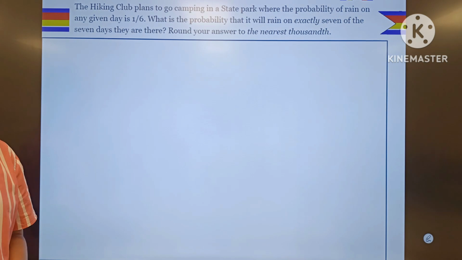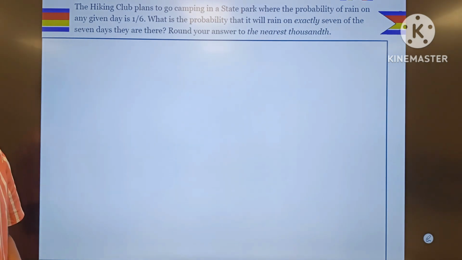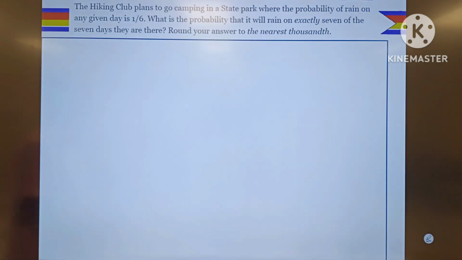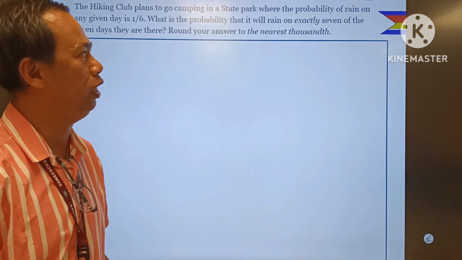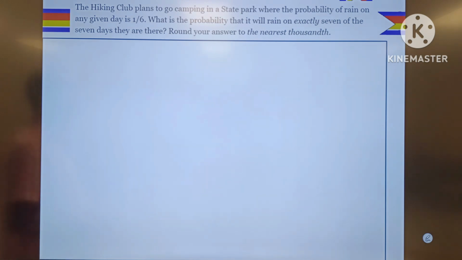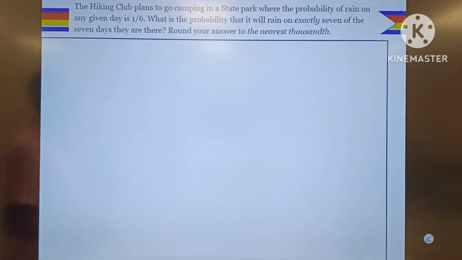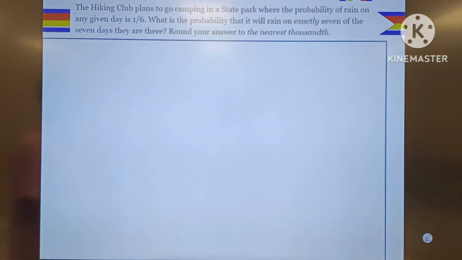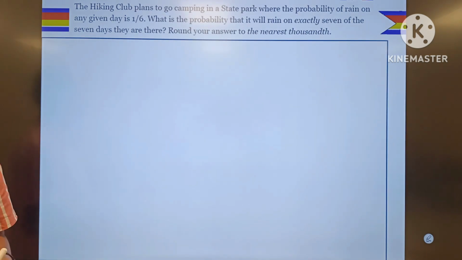Our next problem is: a hiking club plans to go camping in a state park where the probability of rain on any given day is 1/6. What is the probability that it will rain on exactly 7 of the 7 days they are there? Round off your answer to the nearest thousandth.